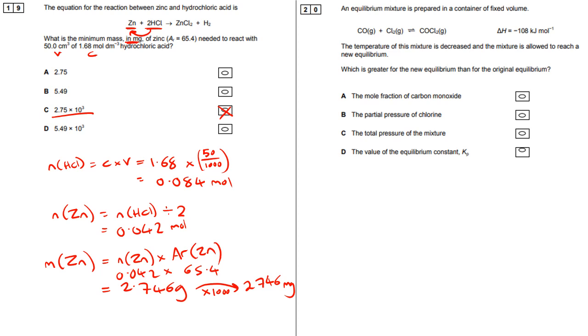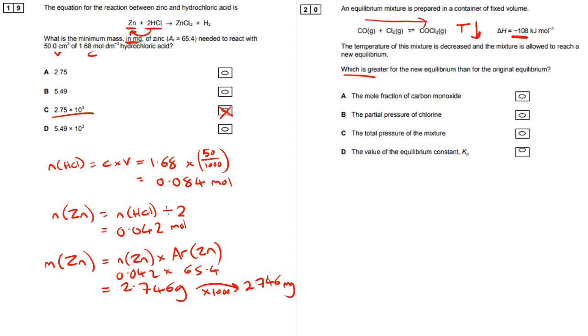Question number 20. We've got an equilibrium question. We've got this equilibrium mixture here. Temperature is decreased. What's greater for the new equilibrium than for the original equilibrium? So it's saying which is greater, so you are going to have to go through a process of elimination and work out what's happening. So the temperature of this mixture is decreased. The forward reaction is exothermic, so if the temperature drops, equilibrium is going to shift this way. It's going to produce more COCl2 and less carbon monoxide and chlorine.